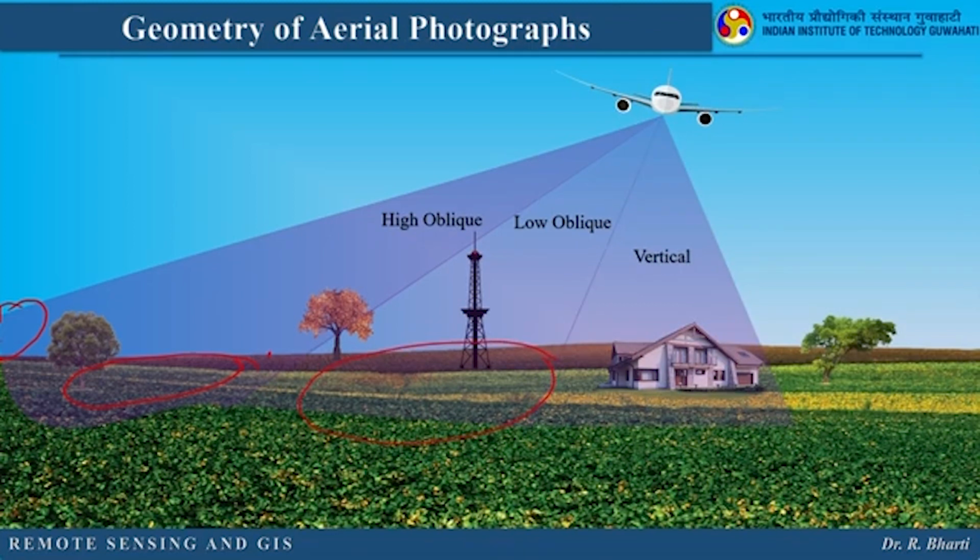In case of a vertical photograph, you are actually following the nadir. So nadir will be the center of your photograph. If you do that, then only the rooftop of this particular house will be visible in your vertical photograph. Whereas in low oblique photograph and high oblique photograph, you can see the base as well as sides of the objects. So this is the basic difference between vertical, low oblique, and high oblique photographs. Let us understand in detail these vertical and oblique photographs.